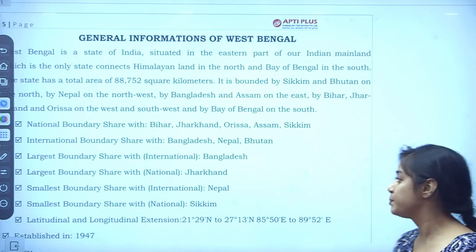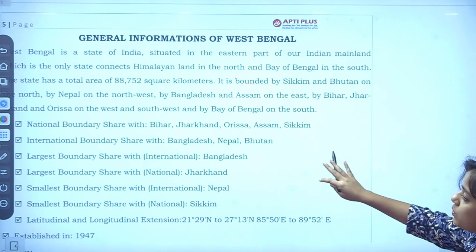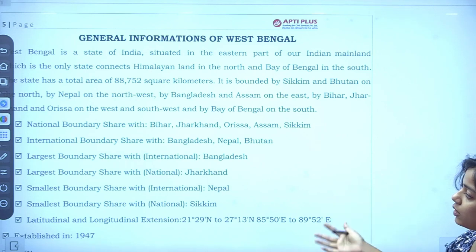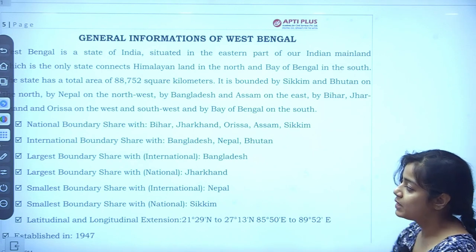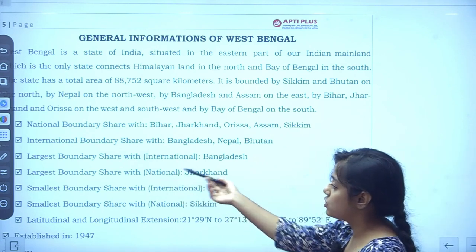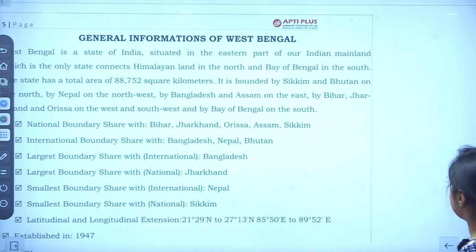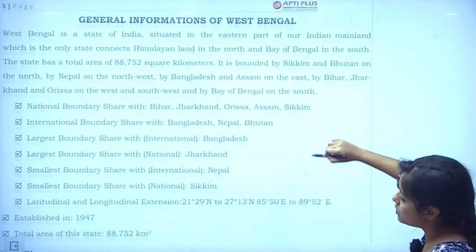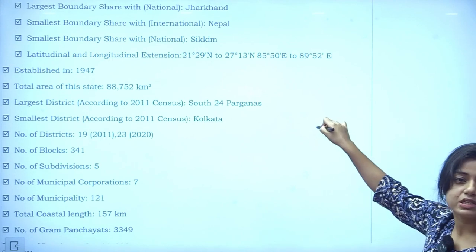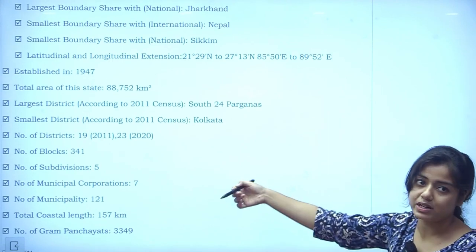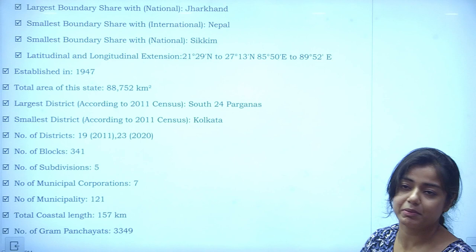As you can see, the national boundary is shared with 5 states, and the international boundary with 3 countries. The largest boundary is shared with Bangladesh obviously, and the largest national boundary is with Jharkhand, and the smallest boundary as well, as the PDF goes on. These are rough data that you have to study point to point. It's no use just blabbering it.